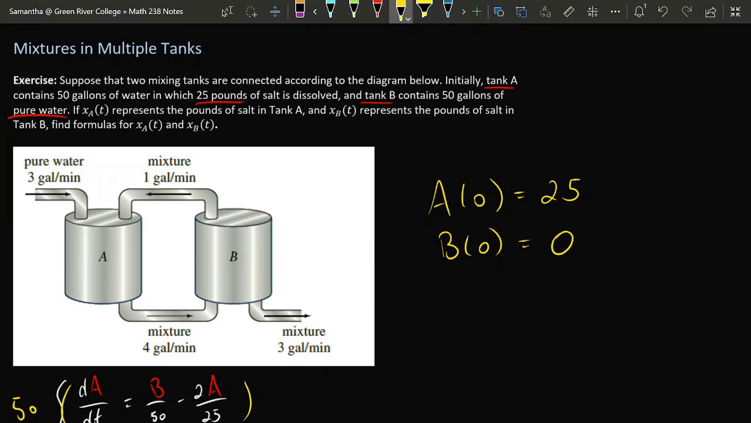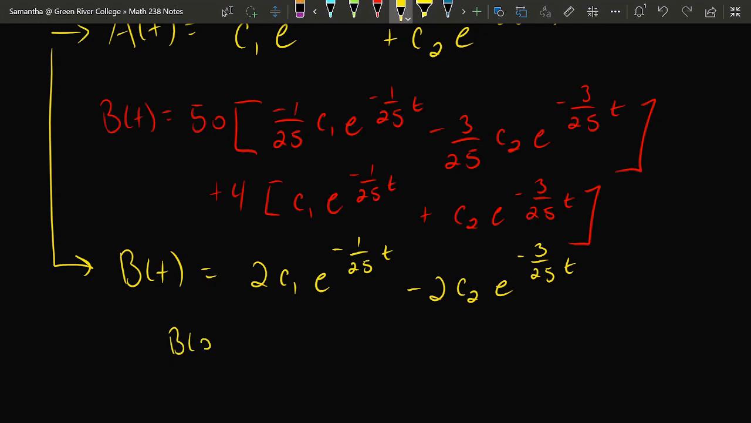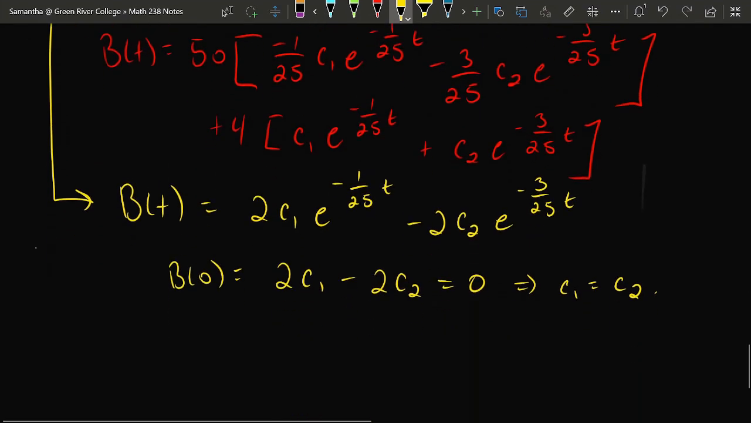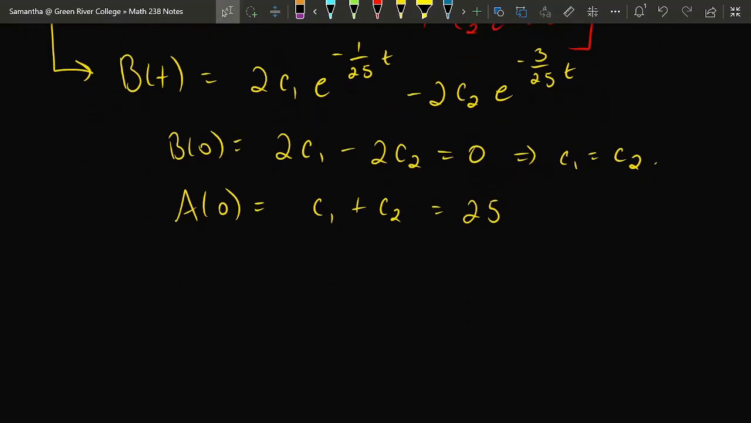So let's use those initial conditions down below to say, first of all, that B of 0, which is equivalent to 2C1 minus 2C2, must be 0. And therefore, it seems that C1 and C2 must be equal. If I plug 0 into the A of t formula, then I get C1 plus C2, which is supposed to be equal to 25. Since C1 and C2 are equal, they must both be equal to 1/2 of this 25.